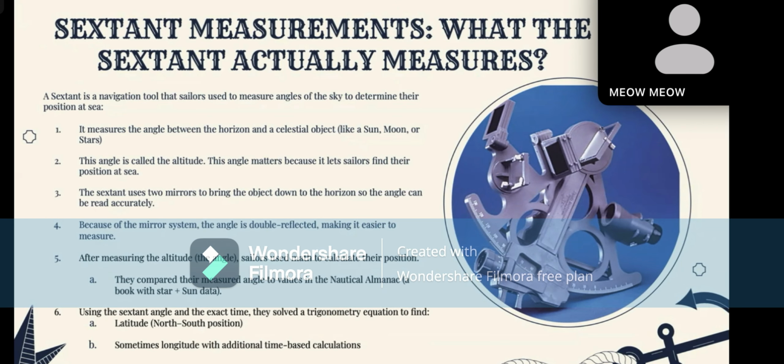We'll figure out why it was so important, what sextants are, and what they measured. Some key features of sextants included their ability to measure the horizon in addition to the celestial object. It would measure either the sun, the moon, or a star, and compare that to the horizon. Lastly, after identifying the accurate angle in addition to the time, they would compare that to the nautical almanac. This would help them identify the latitude and sometimes the longitude.